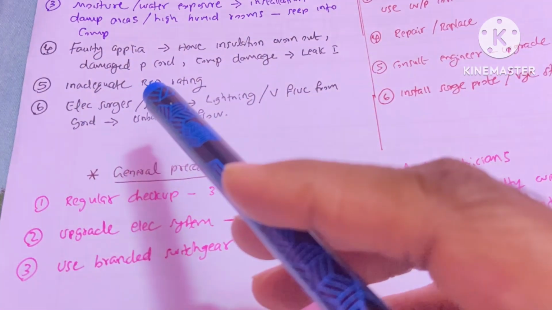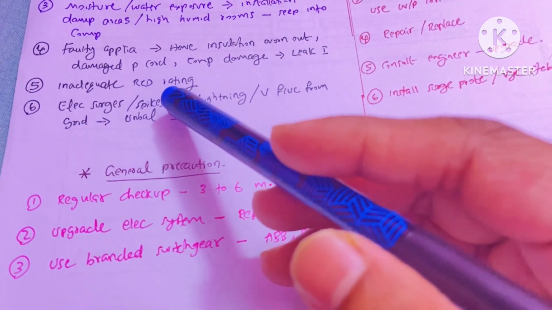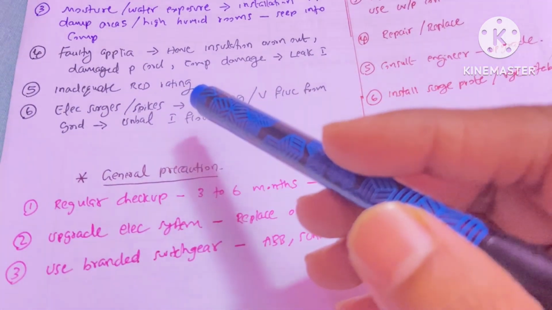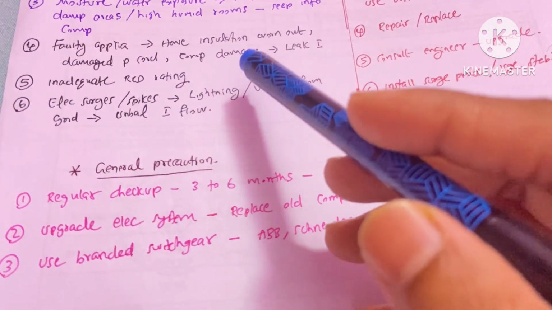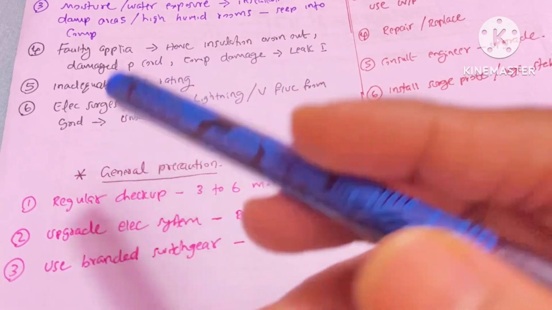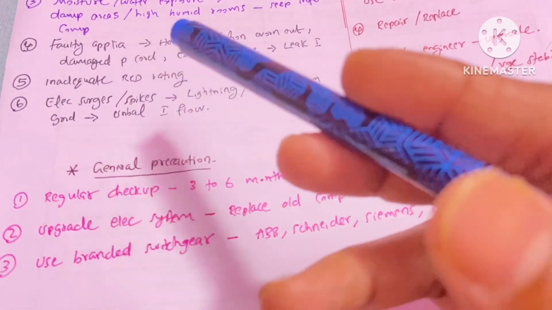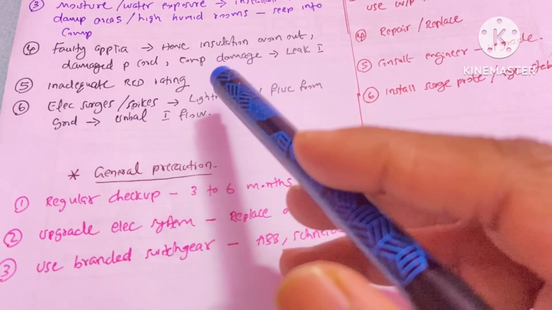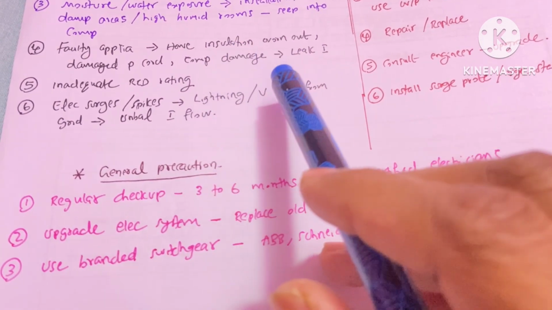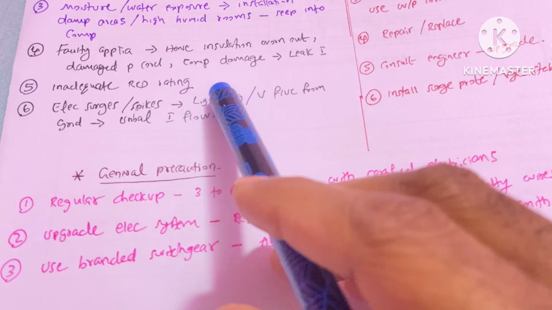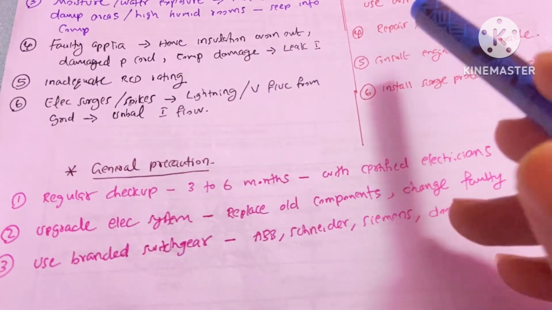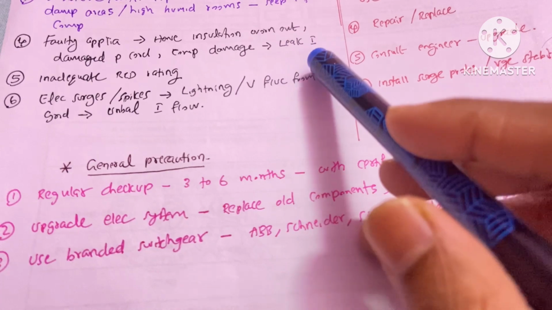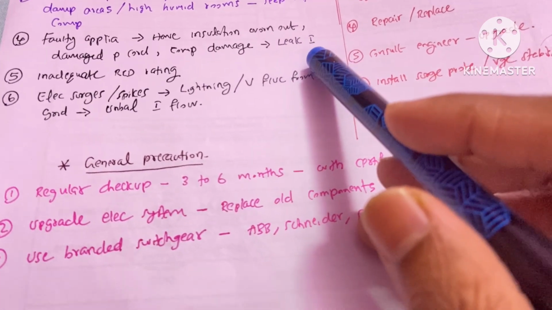And the next reason is faulty appliances. Some old appliances would have worn-out insulation, a damaged power cord, or damaged components. So we need to replace or repair them. That is the only solution to avoid the leakage current from these appliances.